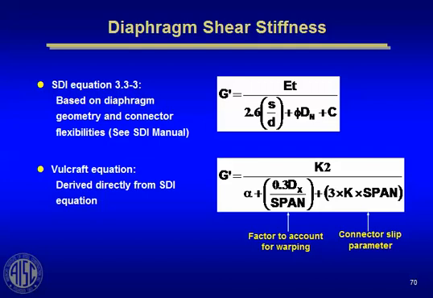Depending on how you weld or connect the metal deck diaphragm to the purlins, Vulcraft publishes the G prime value that's appropriate to how you connected it to use in your analysis to determine how much the diaphragm deflects.